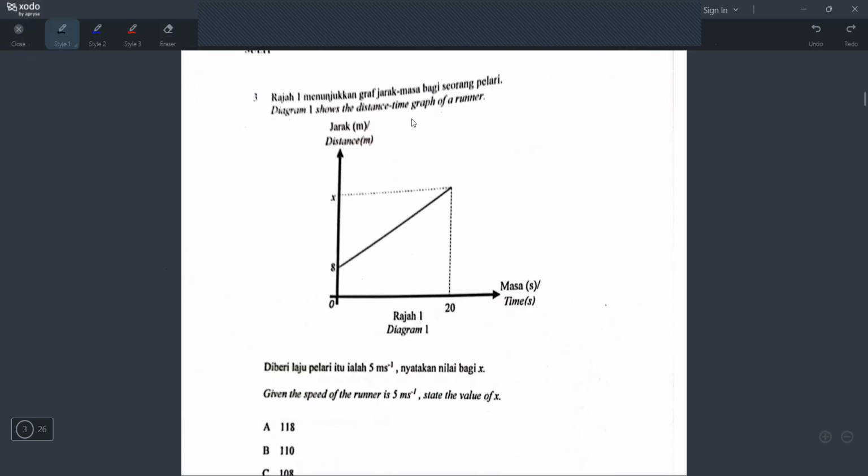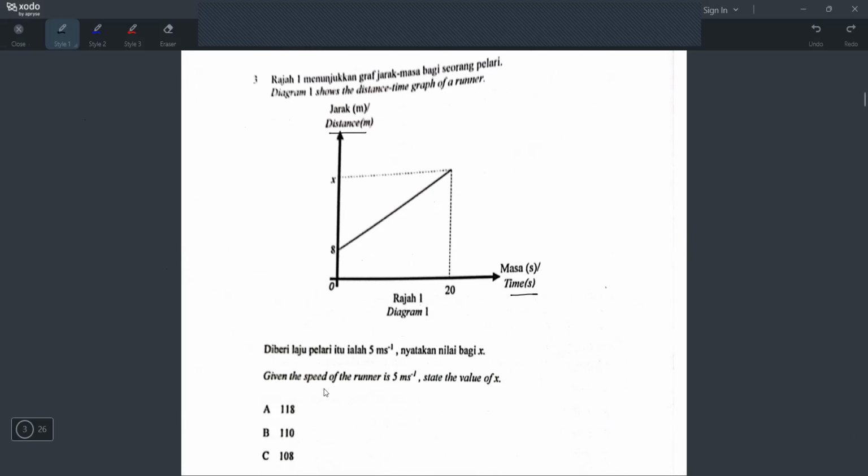All right, number 3. Diagram 1 shows the distance time graph of a runner. This is distance, this is time, and the unit is meter, second. Always check the unit. Okay, now we read the question. Given the speed of the runner is 5, state the value of x.